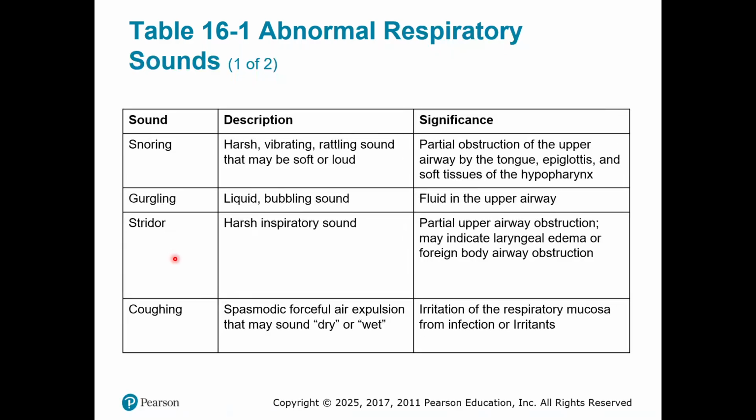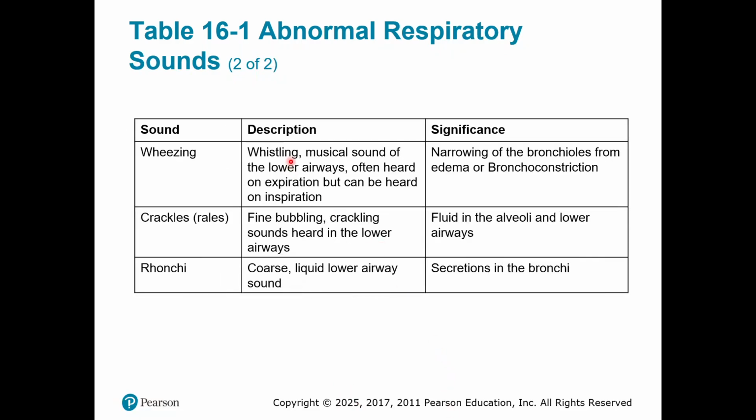They have fluid in the upper airway. Stridor. Again, another upper respiratory sound. And this is from the partial upper airway obstruction. And this could be from laryngeal edema or even foreign body airway obstruction. Coughing, right? Wheezing. We talk about wheezing. Now we can talk about those lower airway obstructions. Right, lower airway from below the glottic opening down to the trachea. And so we're looking here, we're probably looking at bronchial constriction. And that's where that whistling noise comes from, the narrowing of the bronchioles.